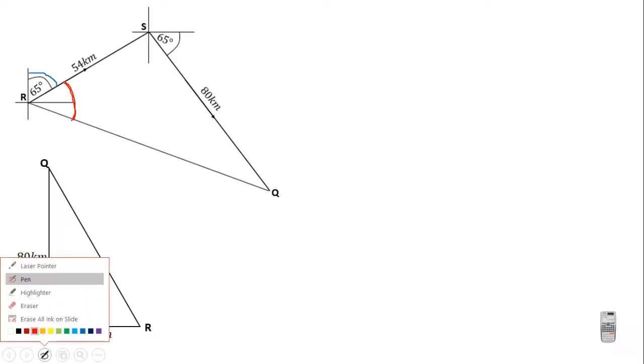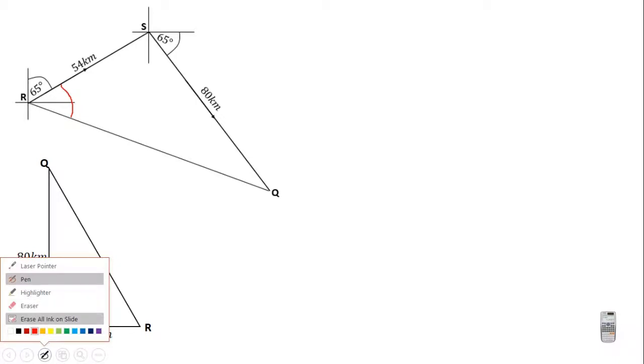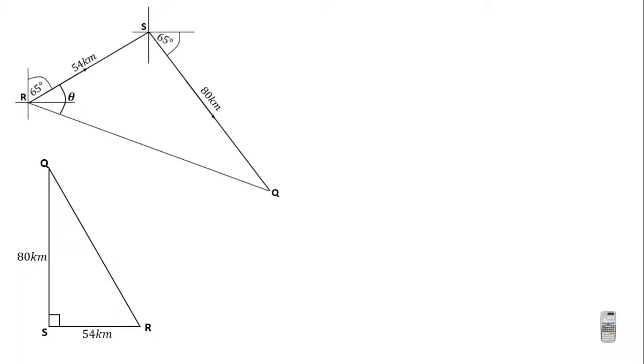Okay, so how do we find that angle here? The angle indicated with red as shown in this diagram. How are we going to find it? I'm going to call this angle here, angle theta. So if I call this angle theta on this diagram, on this right angle triangle, I can also indicate theta here.